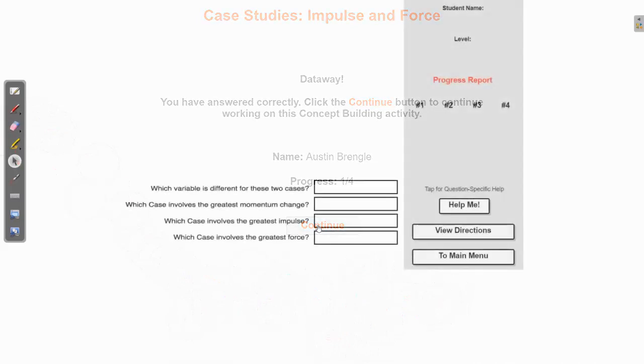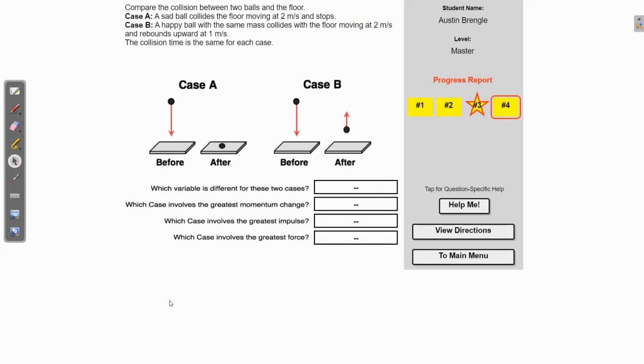The next problem states that there's a sad ball and a happy ball. The sad ball collides with the floor moving at 2 meters per second and stops. Okay, so it goes from 2 meters per second to 0 meters per second. In fact, I'm going to write that here. 2 meters per second, 0 meters per second.